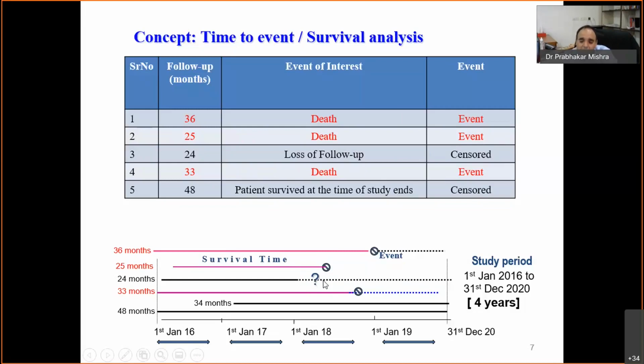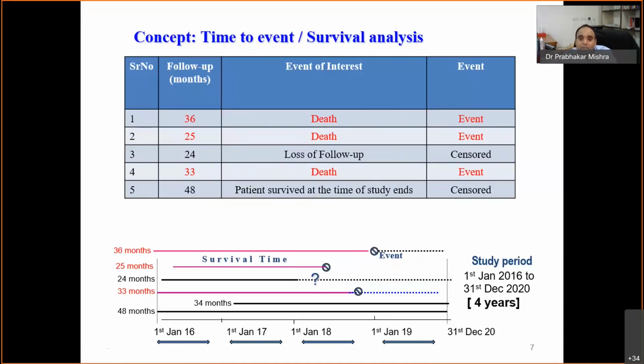Or our patient died due to an unrelated cause. Here the patient was a cancer patient but died due to a car accident, or anything happened. So this is not an event. If death happened due to a car accident, that is not part of the medical point of view. This is not a cancer death, so we will not consider it an event. Okay. So here, 24 months, lost to follow-up, it means it will be considered censored.